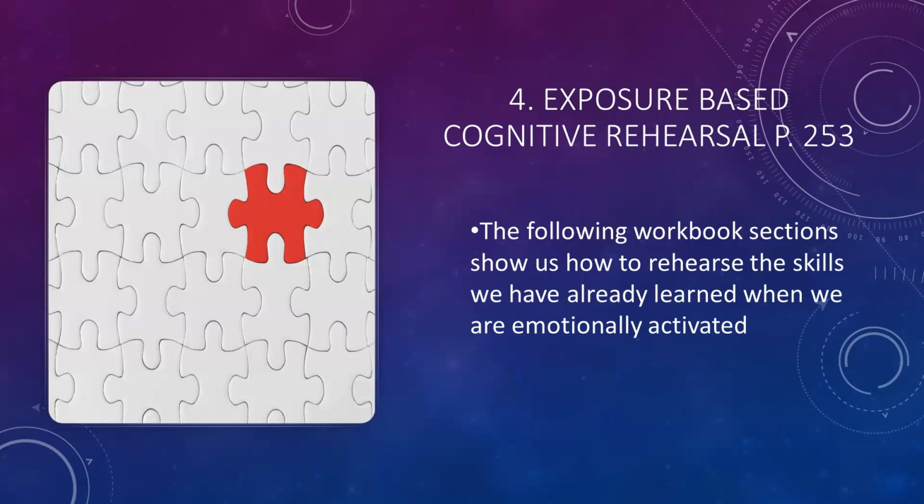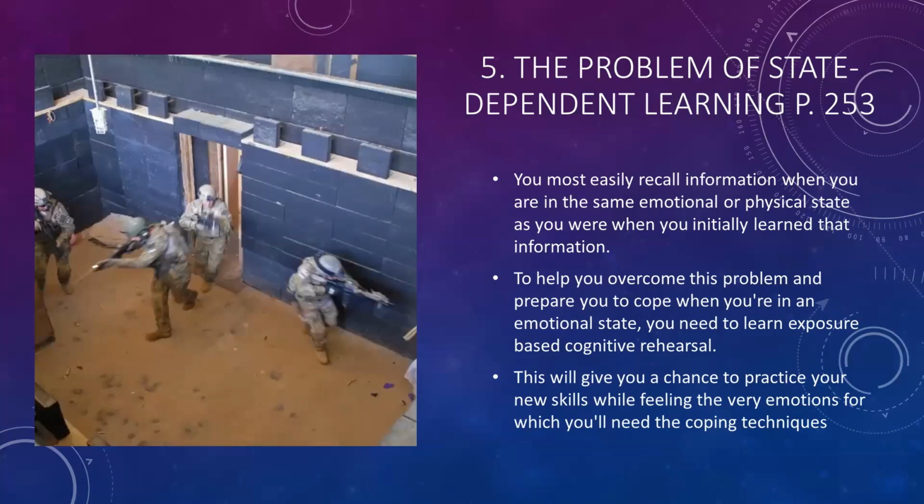The following workbook sections show us how to rehearse the skills we have already learned when we are emotionally activated. 5, the problem of state-dependent learning, page 253 of the workbook. You most easily recall information when you are in the same emotional or physical state as you were when you initially learned that information. To help you overcome this problem and prepare you to cope when you're in an emotional state, you need to learn exposure-based cognitive rehearsal. This will give you a chance to practice your new skills while feeling the same emotions for which you'll need the coping strategies and techniques.